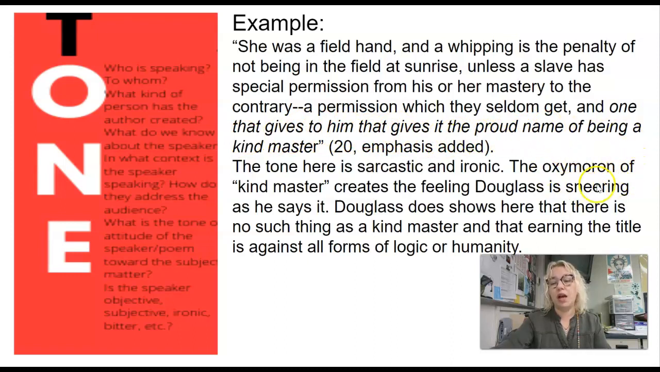So the oxymoron of kind master creates the feeling Douglas is sneering as he says it. Douglas shows here that there's no such thing as a kind master, and that earning the title is against all forms of logic and humanity and deserves scorn. Okay, so that is an example of tone.